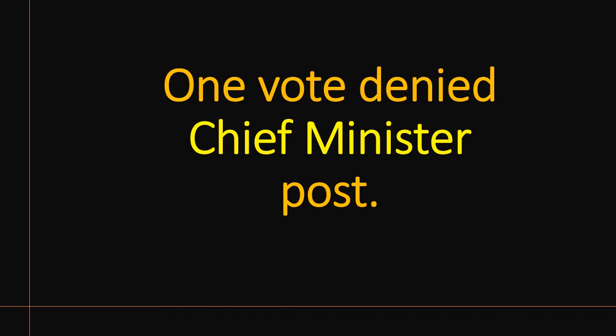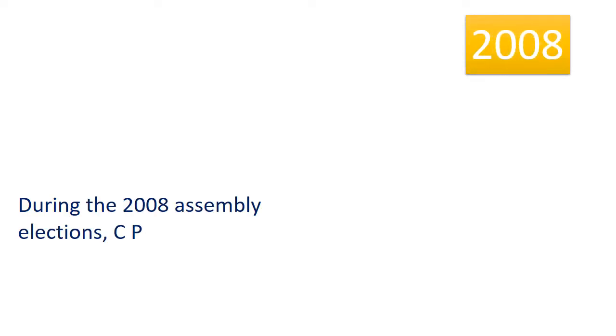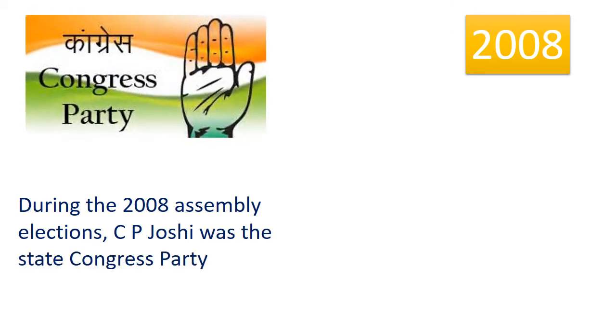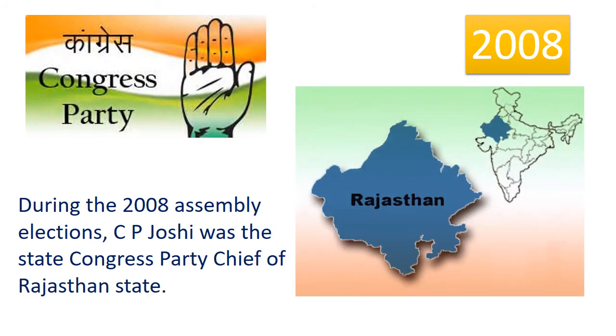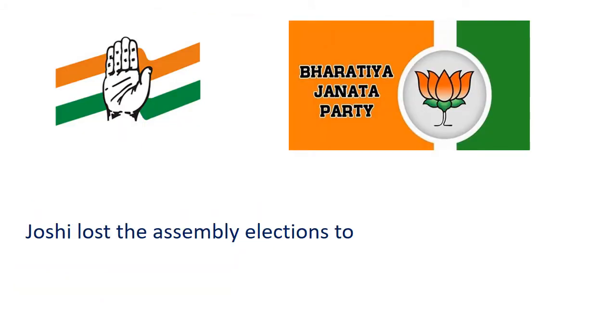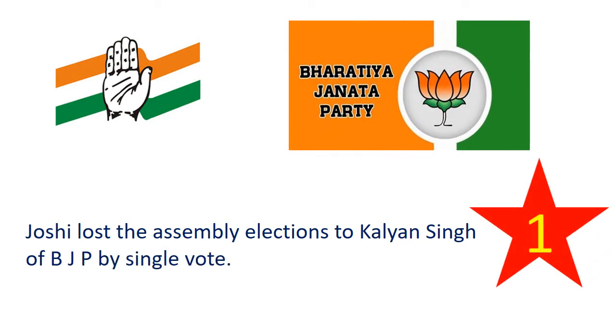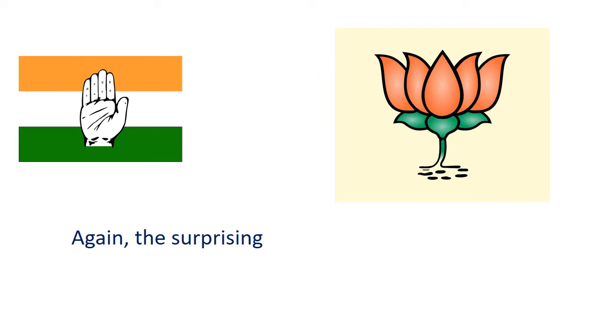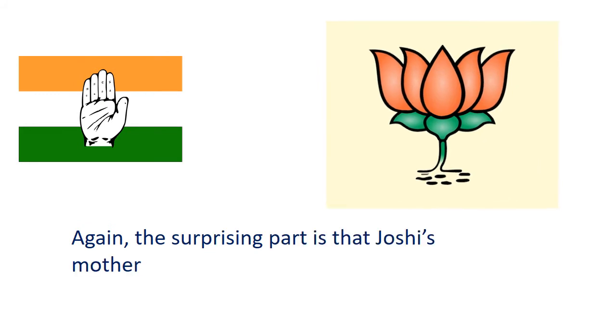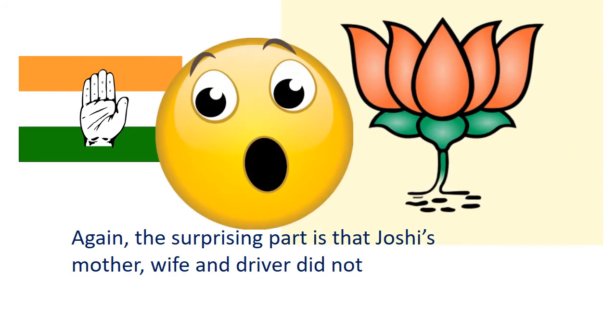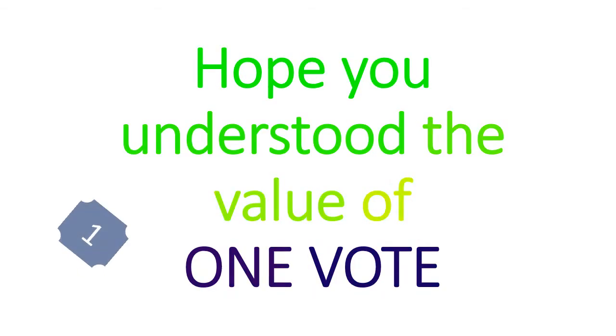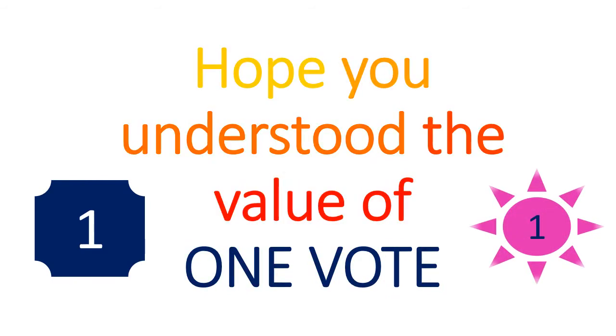1 vote denied a Chief Minister post. During the 2008 Assembly elections, C.P. Joshi was the state Congress party chief of Rajasthan state. Joshi lost the assembly elections to Kalyan Singh of BJP by a single vote. Again, the surprising part is that Joshi's mother, wife and driver did not go to vote. Hope you understood the value of one vote.